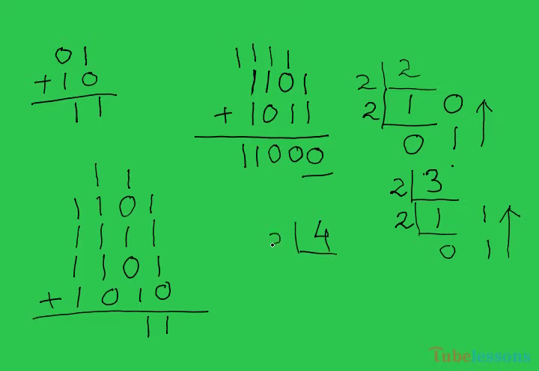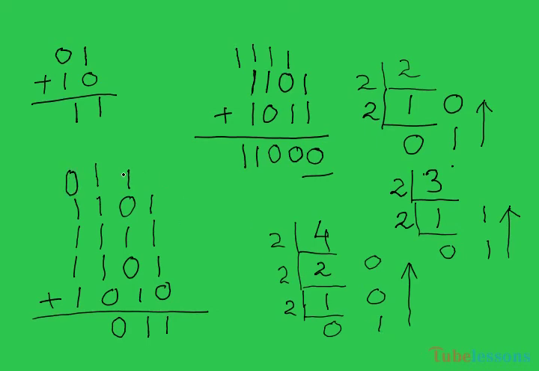So divide 4 by 2. 2 into 2 is 4 and remainder is 0. Again divide 2 by 2. So 2 into 1 is 2 and remainder is 0. Again divide 1 by 2. So quotient is 0 and remainder is 1. So bottom to top, 4 equals 100. So put 0 in this column. Next 0 will be carried forward to the immediate next column, and 1 will be carried forward to the next column.